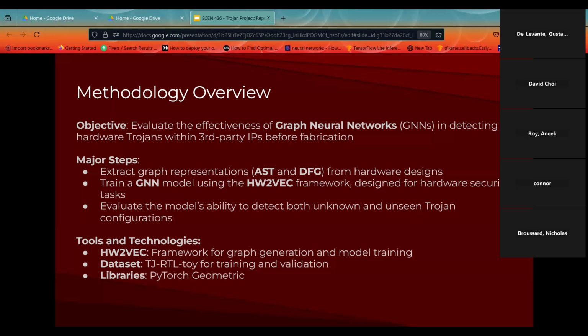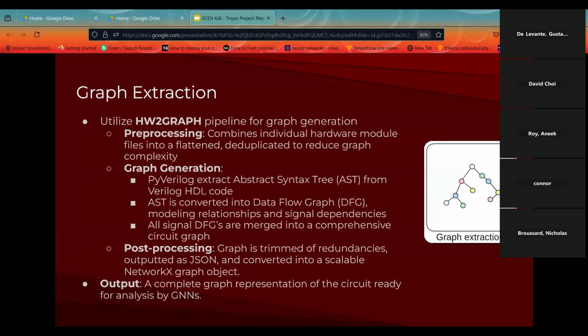The tools and technologies we used were first HW2VEC, which provided the framework for graph generation and model training, the TJ-RTL toy dataset, which is a curated dataset for training and validating the model, and finally PyTorch Geometric, a library that supports building and training GNNs efficiently.